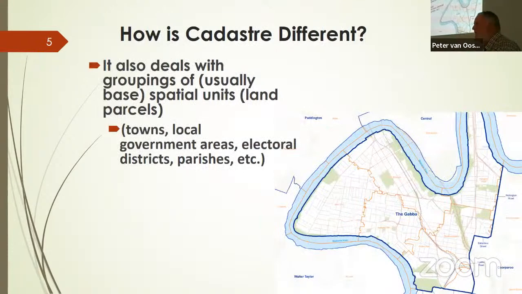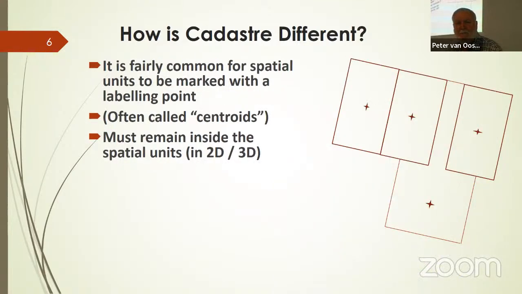It also deals with groupings, and this is another area where it's similar to GIS data. You combine a series of land spatial units to form things like suburbs, towns, local government areas, electoral districts. That's a very, very much classic GIS approach. And it's also fairly common to have labeling points on your spatial units, which we usually call centroids, but they're not mathematical centroids. So for a start, we've got a combination of area features and point features. One of the critical things about these labeling points is they do have to be inside the parcel, inside the spatial unit. Otherwise, things get very confusing.